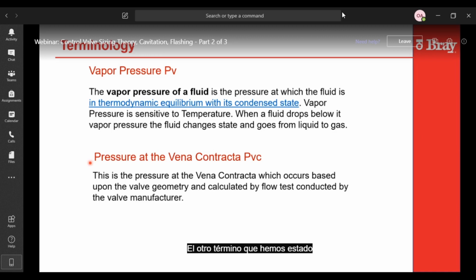The other term we've been discussing is the pressure. We talked about the Vena Contracta, where that pressure drop occurs when the velocity is the highest. And we have a term for that. It's P sub VC. So the vapor pressure is PV, and the pressure at the Vena Contracta is P sub VC.